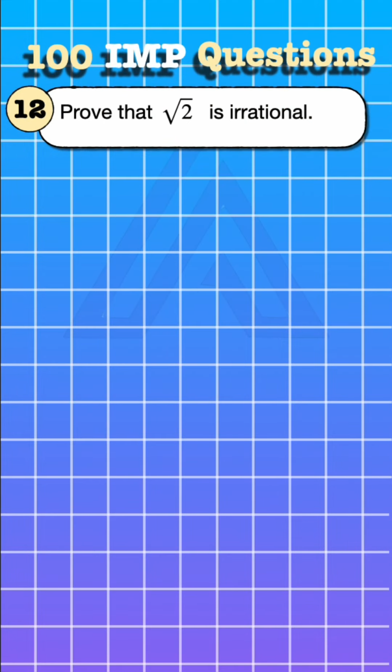Let's start 100 question series. Question number 12. Prove that root 2 is irrational. Very important question. Let's start.